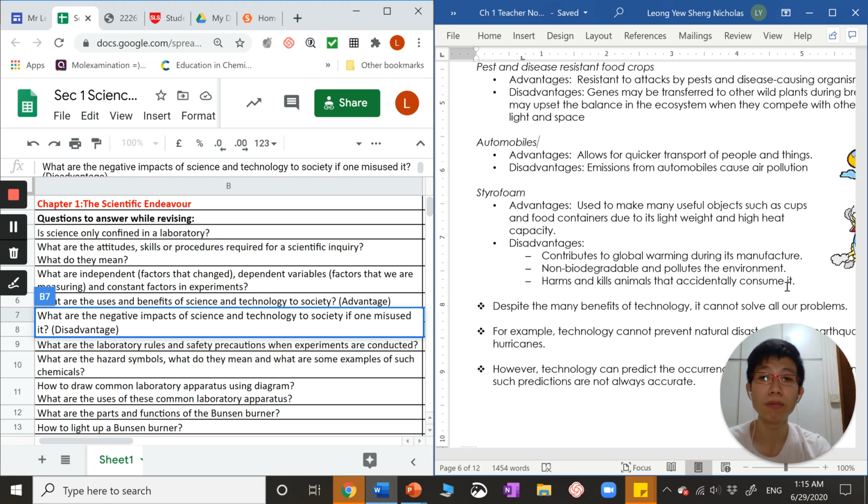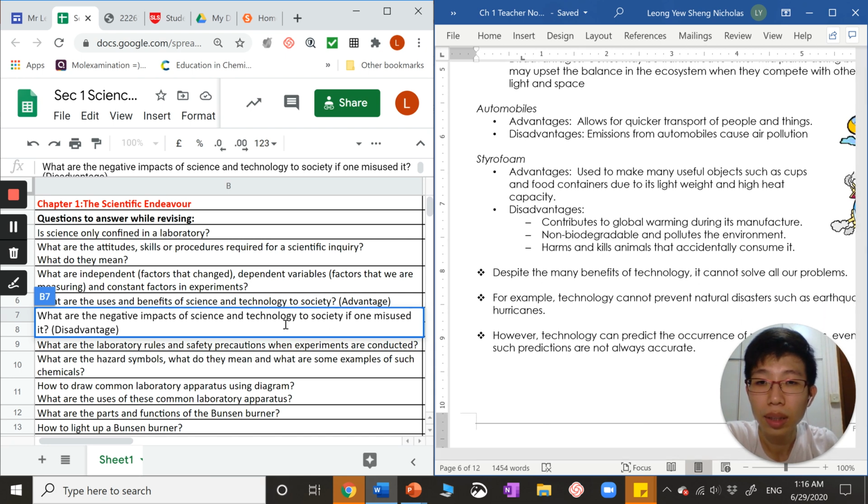So no matter what things we have in our life, there will always be some advantages and disadvantages. That's why we need you to learn how to analyze these advantages and disadvantages, so that when you grow up in future, you can have this mindset to make decisions in life. So that's why it's important to learn this chapter 1.